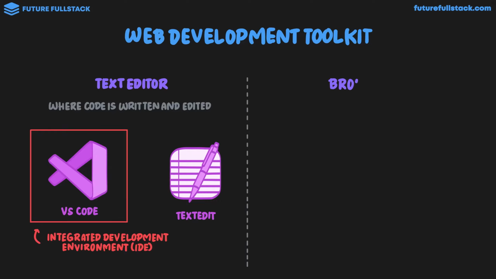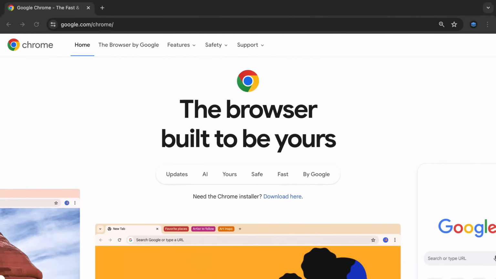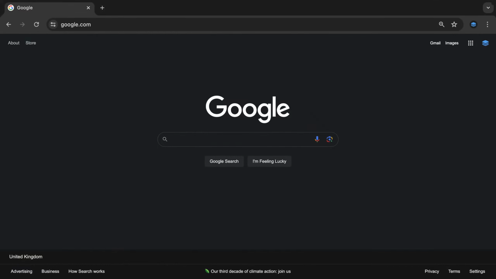The next tool we need is a browser. The browser is where code is rendered, run, and tested. The browser I'll be using in this course is Google Chrome. Chrome is the browser of choice as it has very powerful development tools, which we'll see later on in the course. It is also free, and you can download it from google.com/Chrome. I've posted a link in the description below. Once you've downloaded it and opened it for the first time, it will look something like this.